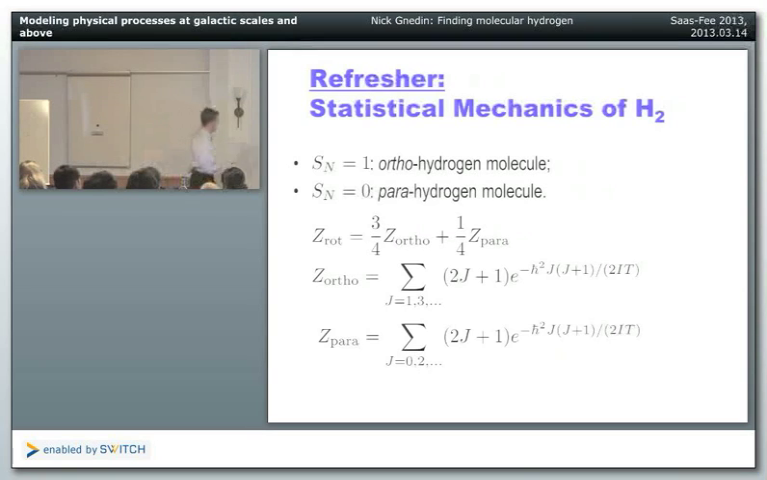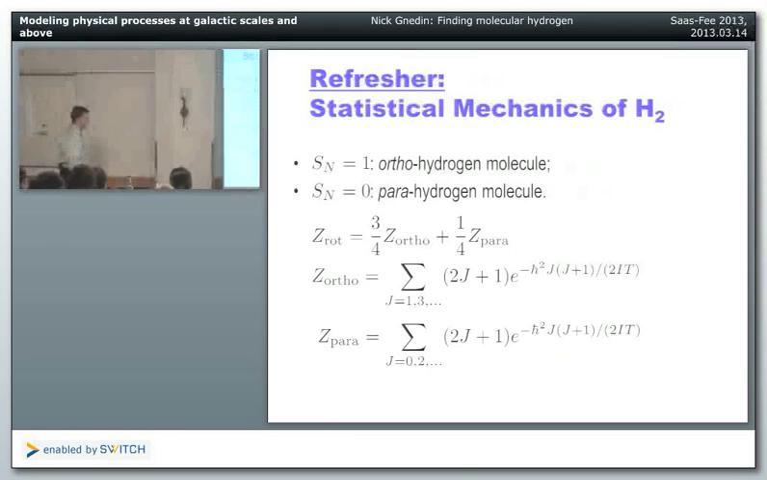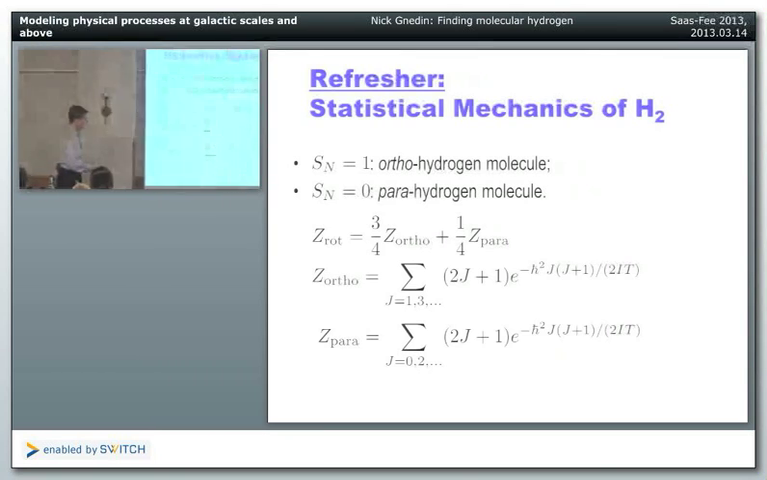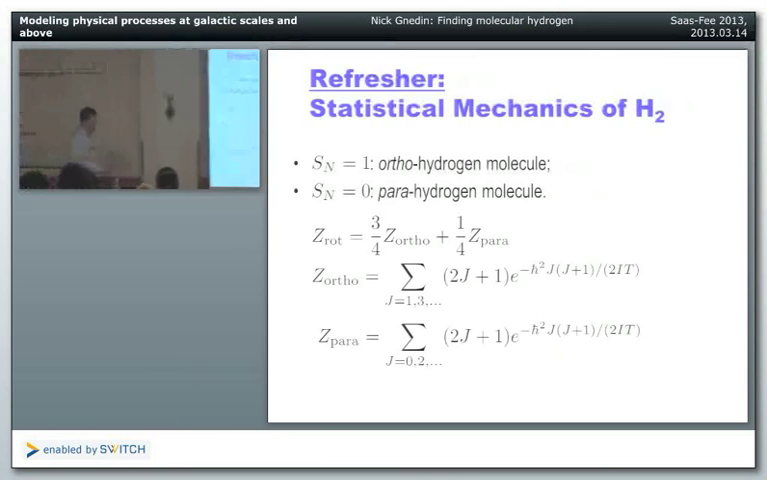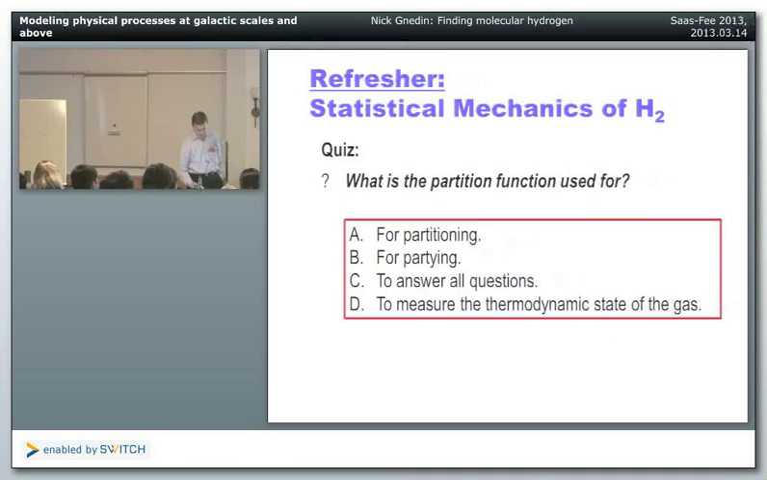So you can write this partition function for ortho as just the sum over quantum numbers J, again, over temperature. This is the moment of inertia. But this one is over odd J, this one over even J. Again, this is relatively straightforward to do. Right? And then you get the partition function.